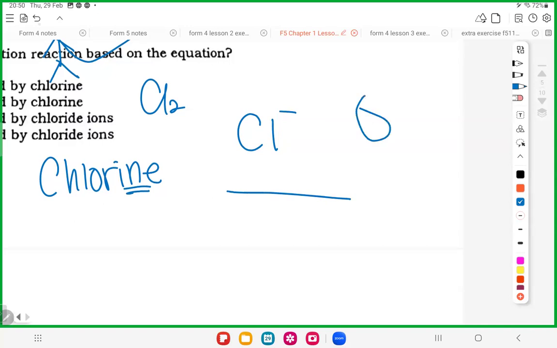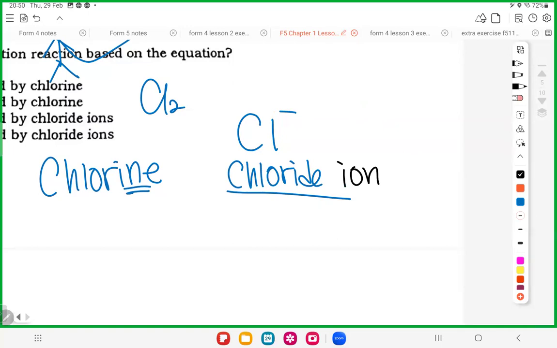For those who wrote chloride, congratulations. 0, no mark. If you write chloride, you get 0 marks. Anyone know why? Okay, very good. Because this fella has a charge, you must put the word ion. Understand? When you have a charge, the name must include ion.